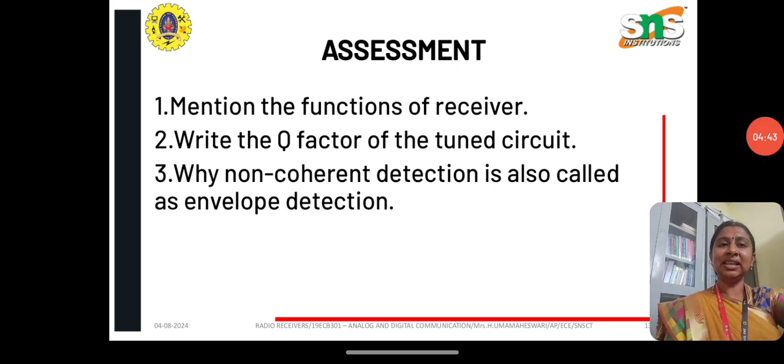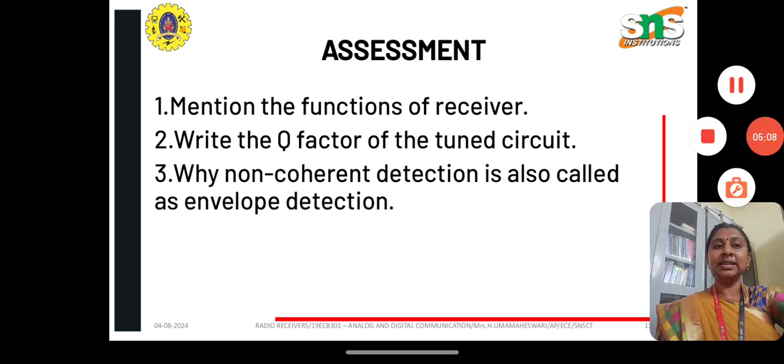For the assessment, we have to mention the functions of the receiver, where functions are nothing but the characteristics of the receiver, as we have seen: fidelity, sensitivity, selectivity. Other than that, we have the noise figure and the image frequency rejection ratio. Then we have to write about the Q factor of the tuned circuit. Then, why non-coherent detection is called envelope detection.